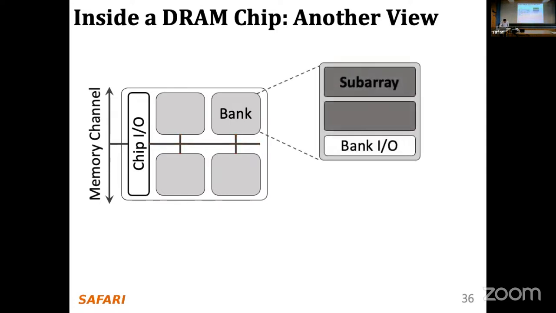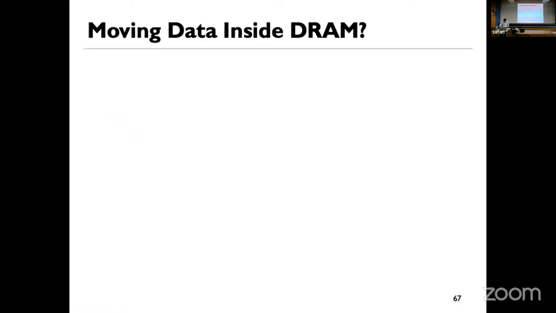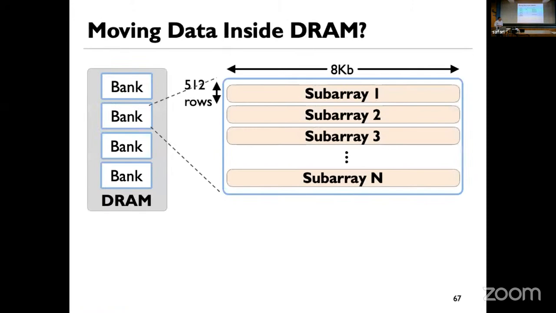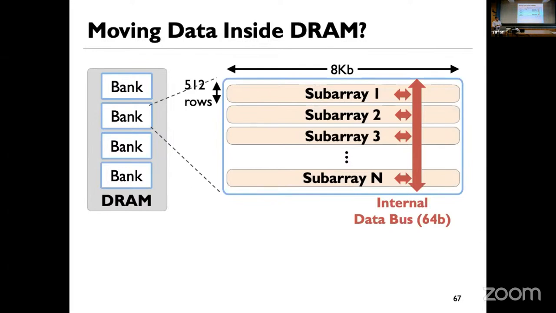I'm going to advance a little bit here, just for me to explain this. The different subarrays in a bank share some interconnect over here. So basically, as I mentioned, you access, in this case, 8 kilobits, then you read 64 bits.